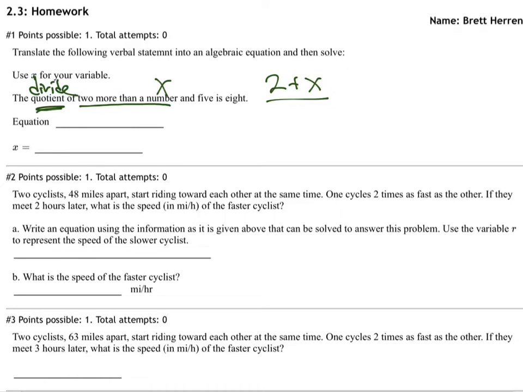The quotient, the dividing of 2 more than a number and 5. So there's the quotient of 2 more than a number and 5. The dividing of 2 plus x and 5 is, what's is in a word problem? There's our equals. Is 8. There's our equation. So that's what they want you to type in on this line. And then on the next line, they want you to solve the thing. So how do we solve that thing?